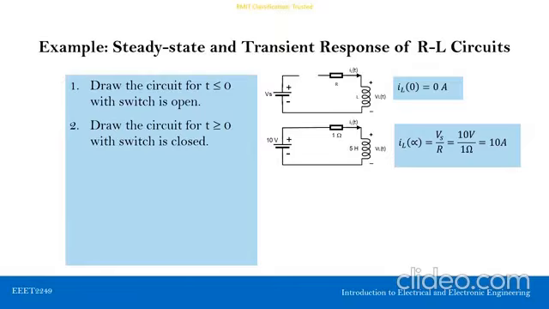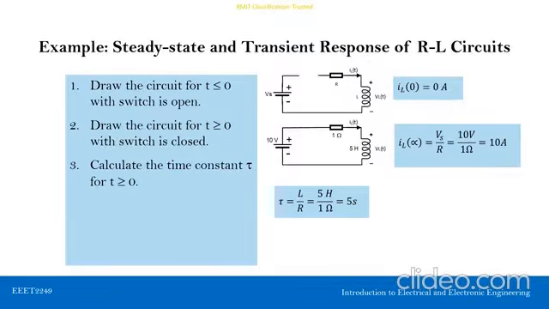Step 2, draw the circuit for t greater than or equal to 0 with the switch closed. And for this circuit, our current iL will be Vs over R, total voltage divided by the resistance according to Ohm's law. Here the total voltage is 10 volts and the total resistance in the circuit is 1 ohm, which gives us a current of 10 ampere. Step 3, calculate the time constant tau for t greater than or equal to 0. For an RL circuit, tau equals L over R. L in this case is 5 Henry and R is 1 ohm, which gives tau as 5 seconds.